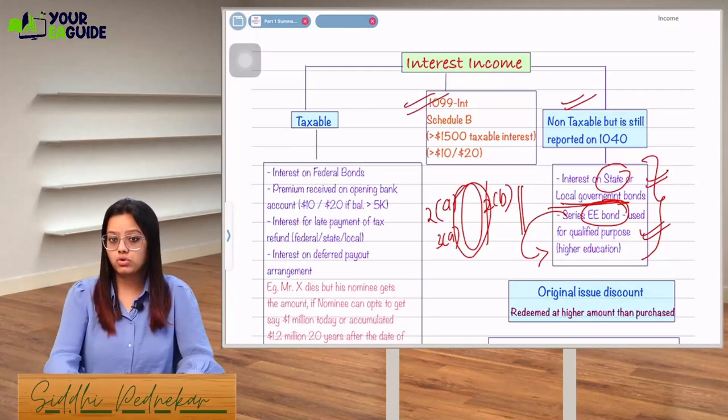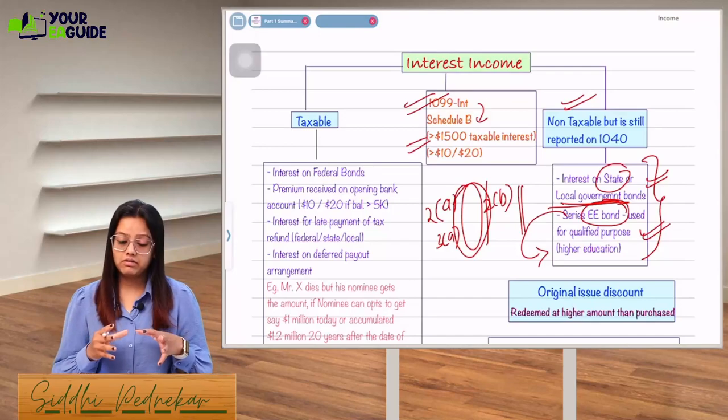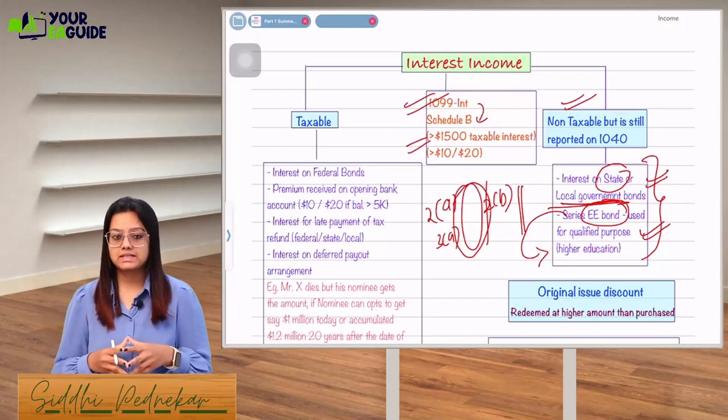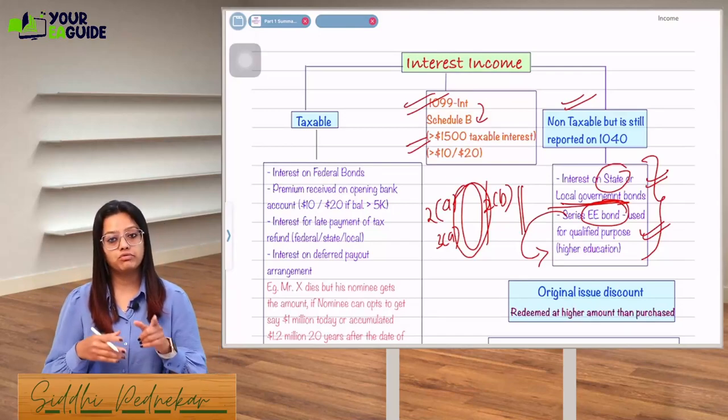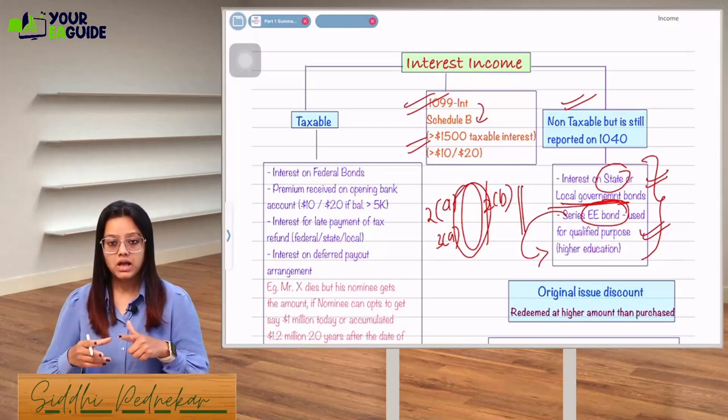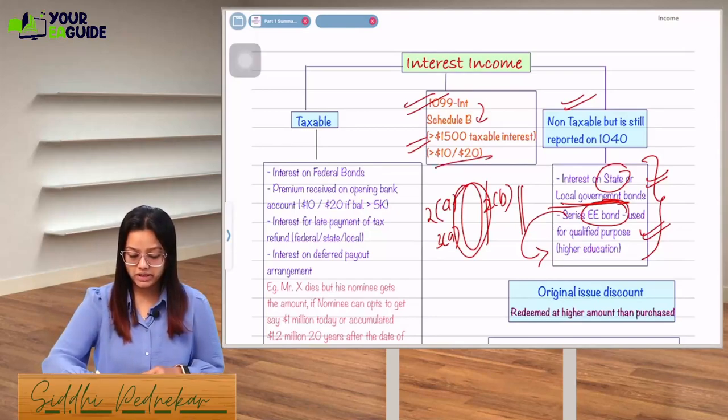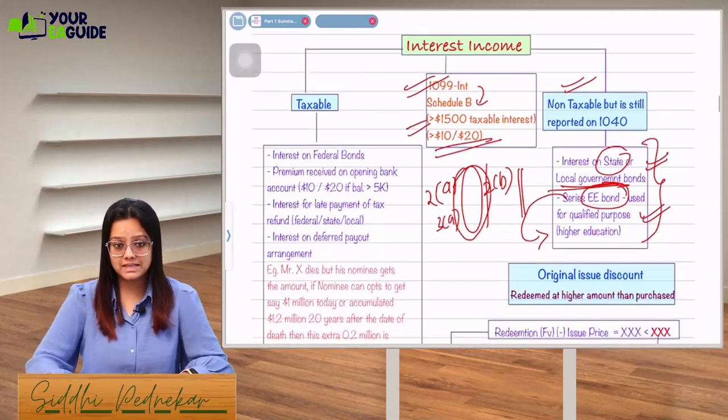Interest income will be shown on Form 1099-INT, and in the tax return it will be shown on Schedule B. Okay, so what is the limit, like when will it be taxable? If you receive interest income of more than $1,500, it will be taxable, and in some cases it will be more than $10 and more than $20. We'll see that over here.